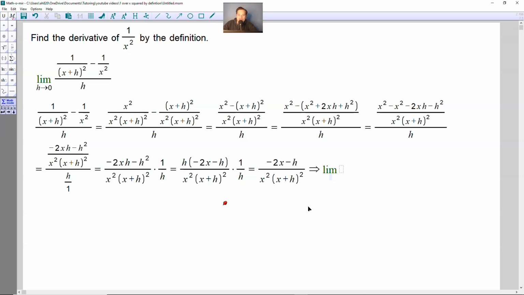Now what you can do is take the limit from here. So the limit as h approaches 0 of this quantity right here. Negative 2x minus h over x squared times x plus h squared. And here you can just do this with direct substitution. So it's going to be negative 2x minus 0. As you can see, it's a pretty long process. And it's going to be x squared here, and then x plus 0 quantity squared. So all the zeros go away, which means you end up here with negative 2x.